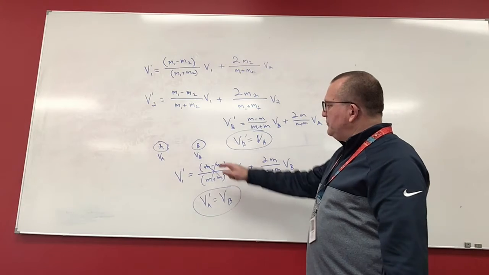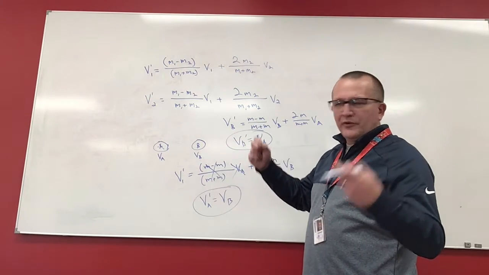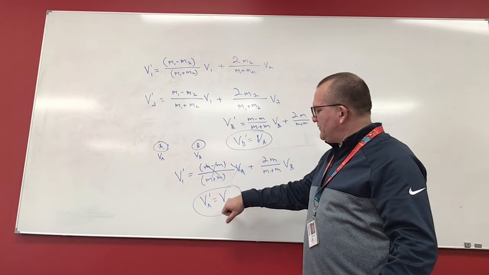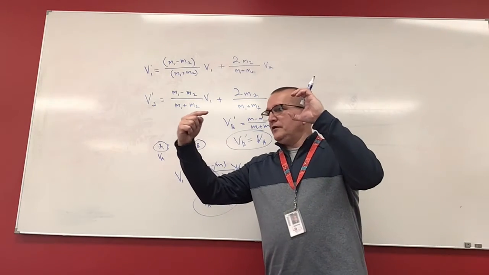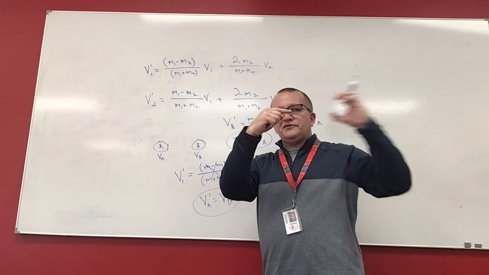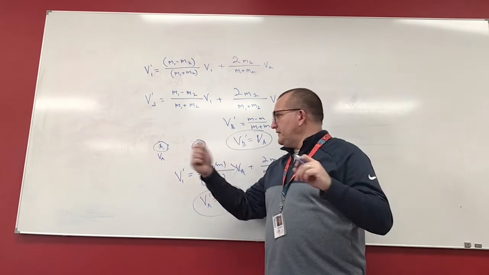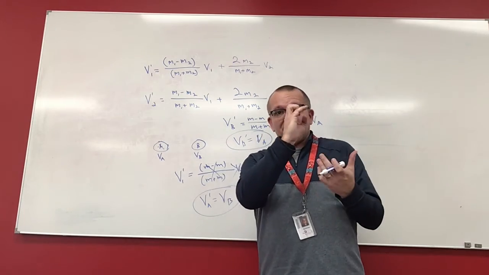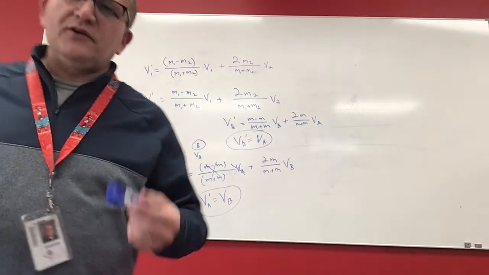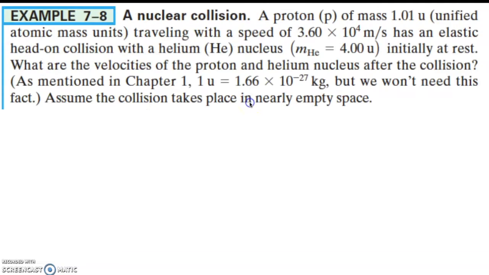Now let's say VB was not moving and VB was 0. If VB is 0, then VA prime would be 0. So a stationary ball, A hits it, the ball starts to move, and it'll move with the same velocity that A had. A would then take B's velocity, which would make it stand still, so A would be 0. So these equations are extremely useful.